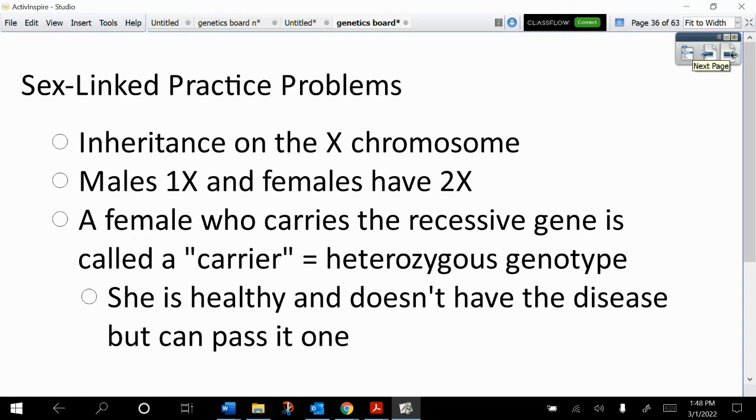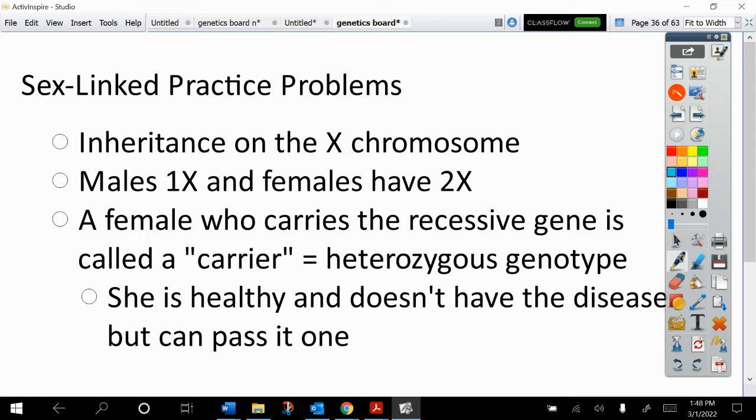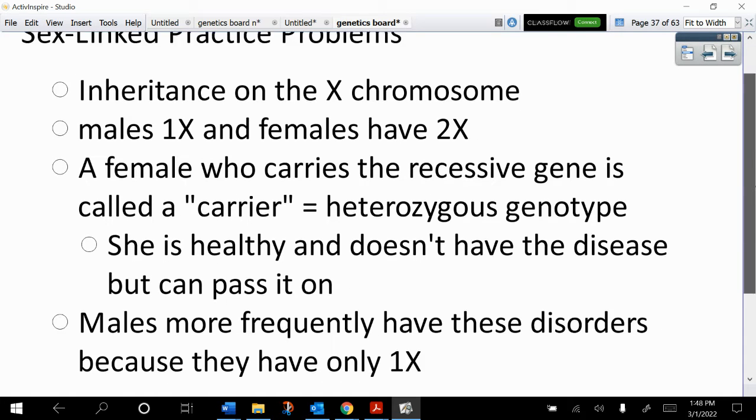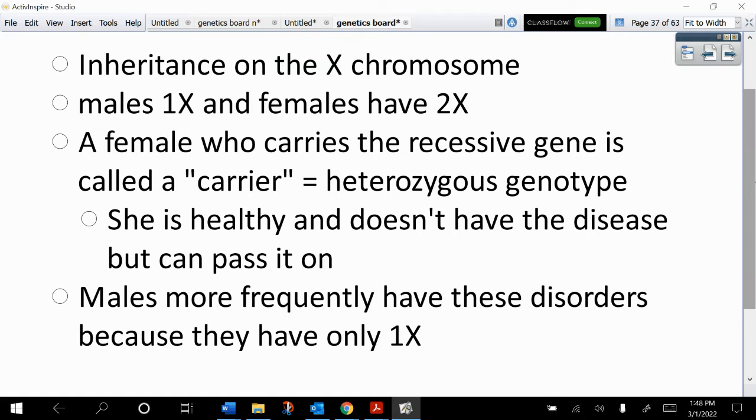She has the heterozygous genotype. She's healthy, considered normal, and doesn't have the disease, but can pass it on to her offspring. And so we call her a carrier. So whenever this is the case, because males have only one X chromosome and females have two X's, males more frequently have these disorders because they have only one X. So if it's a faulty X, shall we say, then they are definitely going to have the disorder.